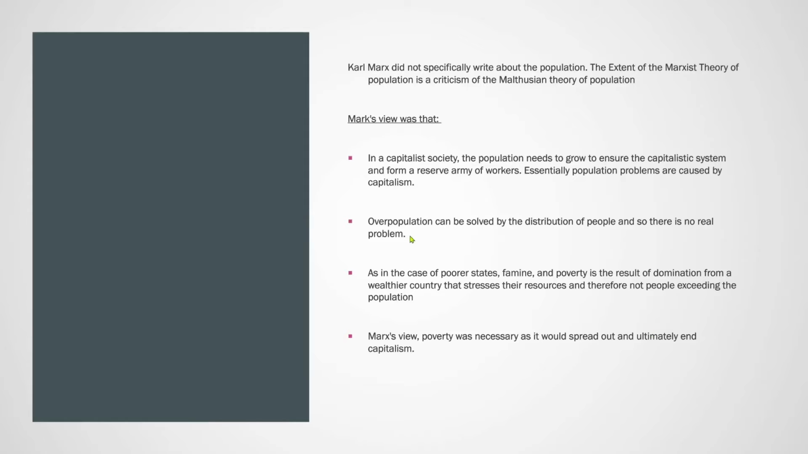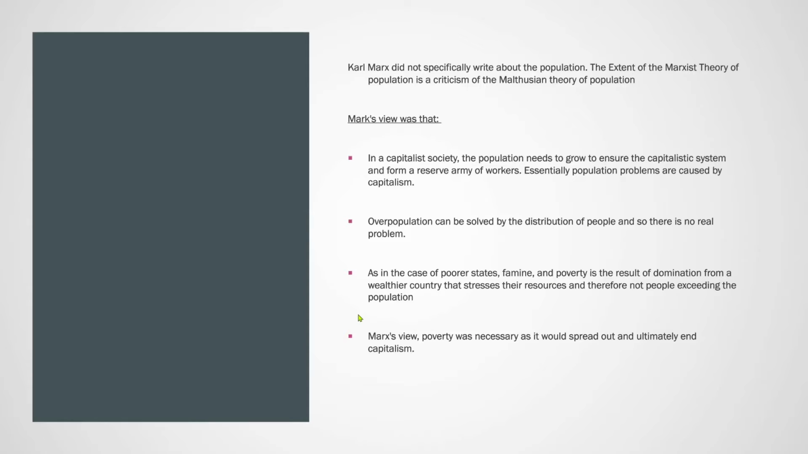Overpopulation can be solved by the distribution of people, and so there is no real problem. As in the case of poorer states, famine and poverty is the result of domination from a wealthier country that stresses their resources, and therefore not people exceeding the population. And development theorists may agree with this because a lot of time it's the wealthier country, the dominant culture, the metropoles that may sometimes strip the resources from smaller countries, leaving them underdeveloped, right?